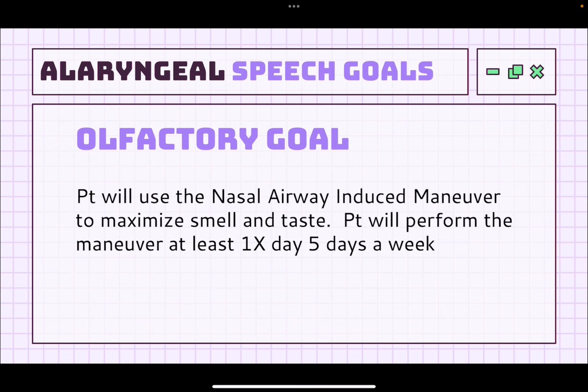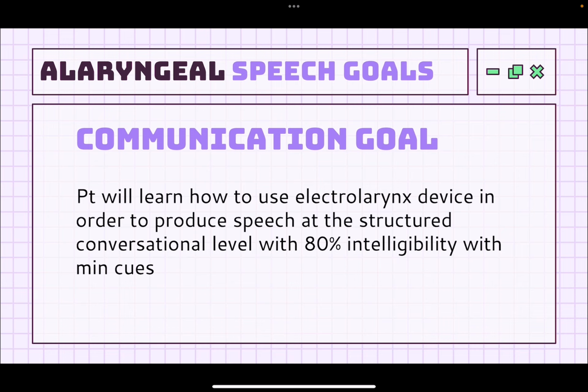Other goals include being able to maximize their taste and smell. This is something we would want to focus on for our patient as well. And then finally, a communication goal. So learning how to use the electrolarynx device, because it takes some time to get used to. Like any other new way of communication, they need practice with that. Even if you're going to give them an AAC, that's totally fine. An AAC is an option, but they have to learn how to use and navigate that as well.